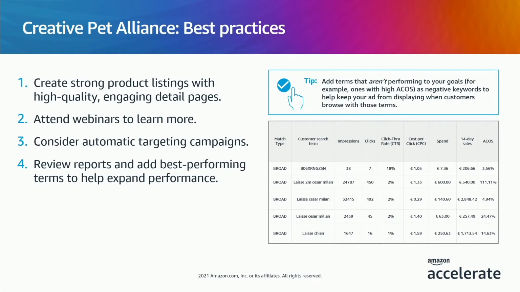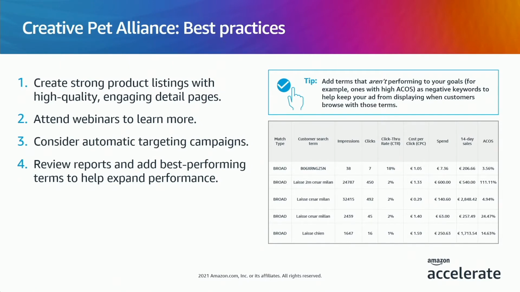Based on their experience advertising in multiple countries, Creative Pet Alliance recommends the following. Making sure all product listings are ready to help customers make purchase decisions. This includes checking that their detail pages have helpful information, like a product description and bullet points, plus quality, high-resolution images. They also recommend attending Amazon Ads webinars, which help the brand learn strategic advertising tactics so they can be more confident with their campaigns and optimizations. The third recommendation is to start with an automatic targeting sponsored products campaign in each country. This helped Creative Pet Alliance learn and avoid the need to understand local languages. And finally, they recommend downloading and reviewing reports every 2 weeks, which helps them continue to optimize campaign performance into the future.